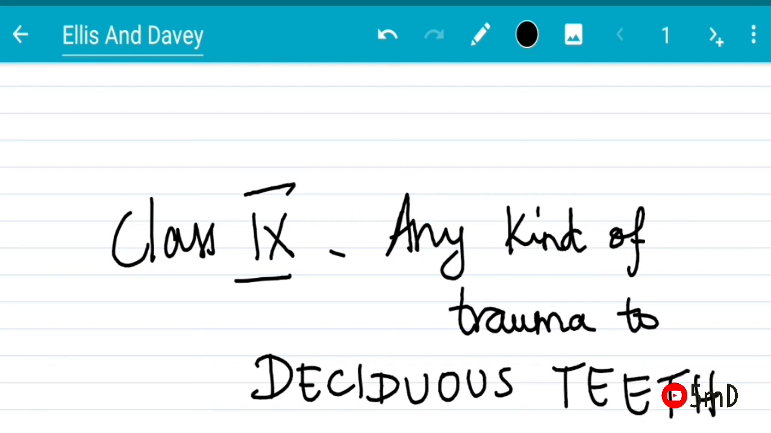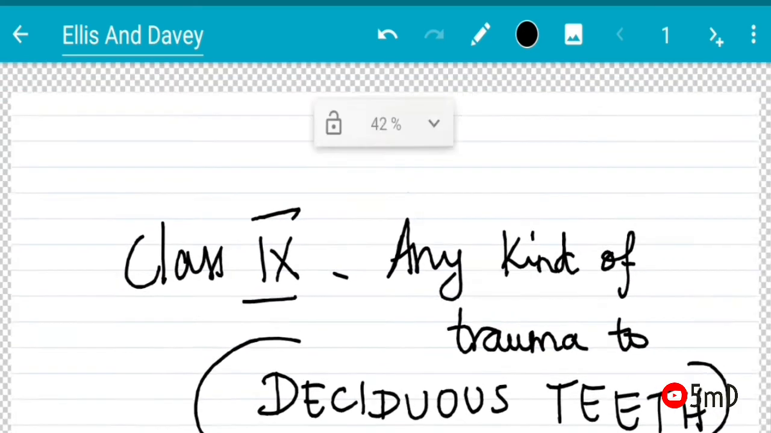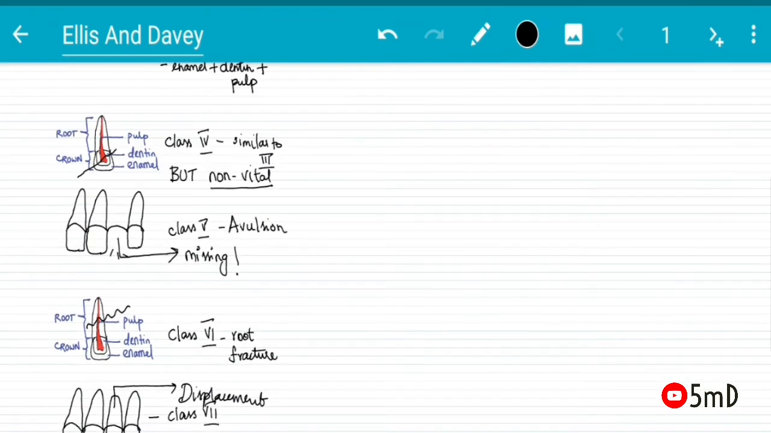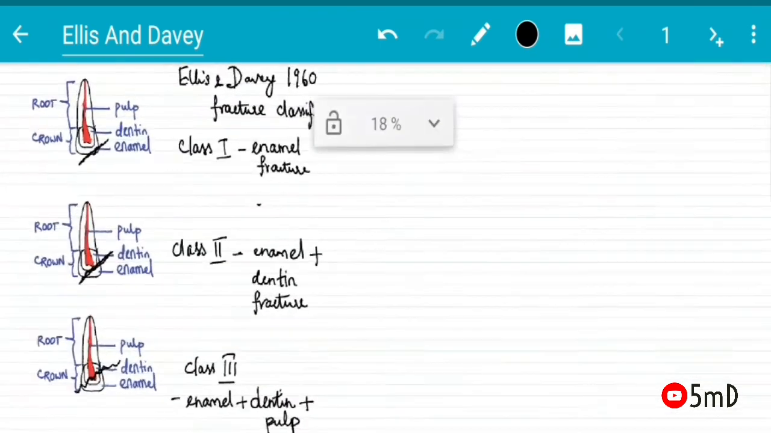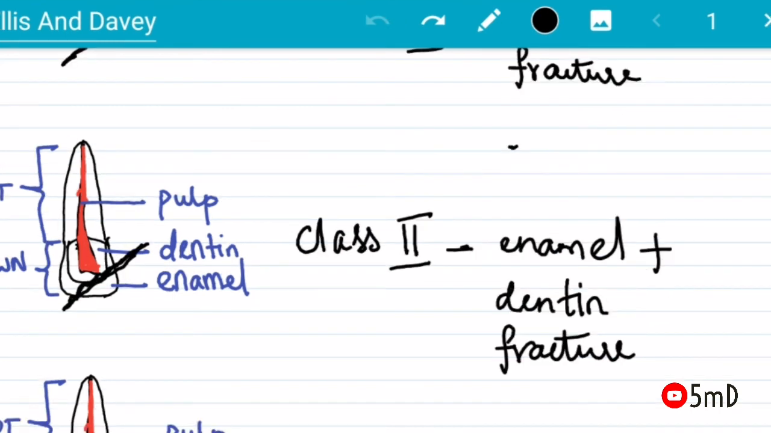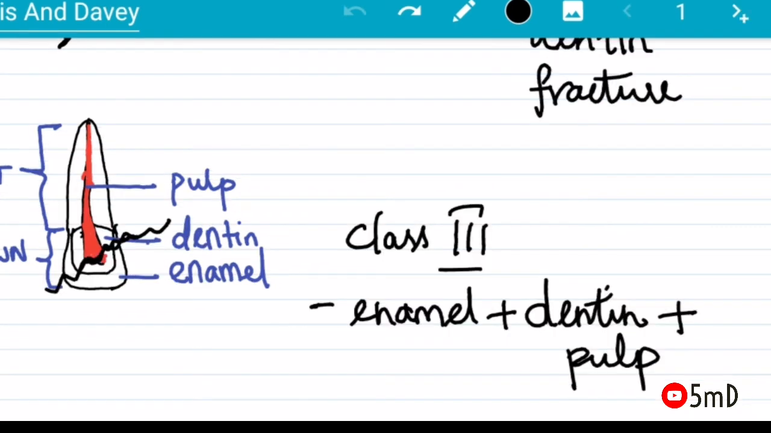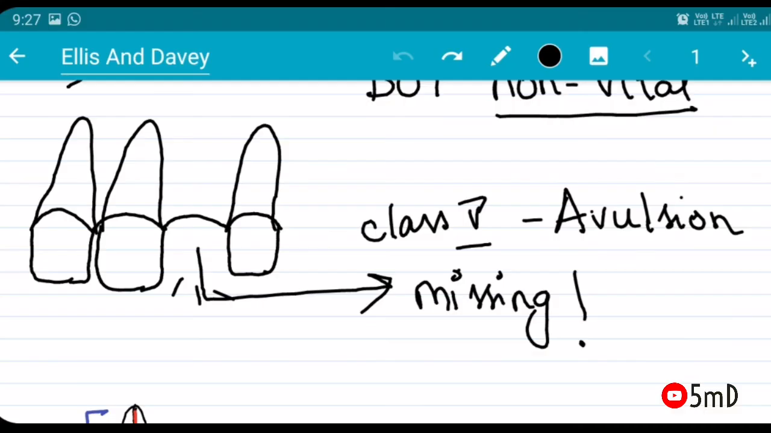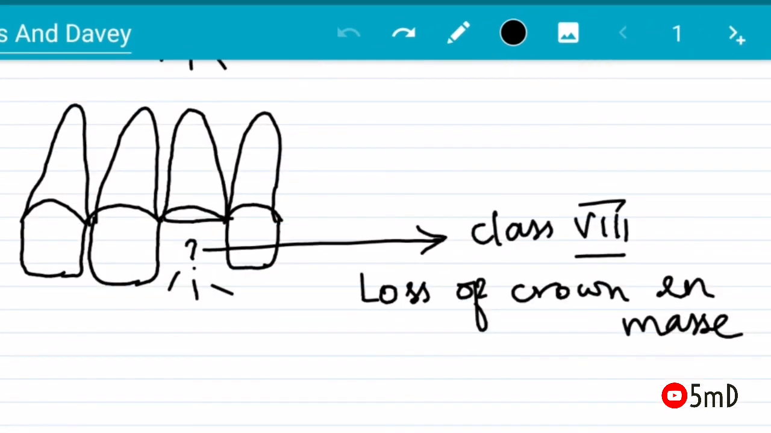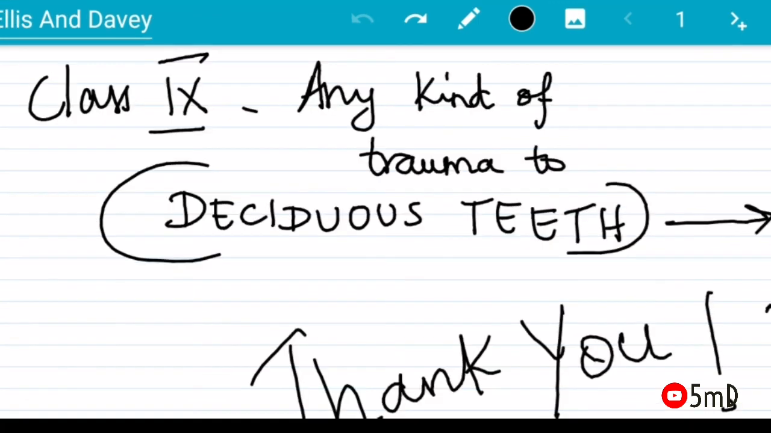So we saw all the 9 classes of Ellis and Davey types of fracture. Let us recap them a bit. As we saw, let us start from class 1. Class 1 is enamel fracture. Class 2 is enamel and dentin fracture without pulp exposure. Class 3 is enamel dentin with pulp exposure. Class 4, non-vital due to trauma. Class 5 is avulsion. Class 6, root fracture. Class 7 is displacement. Class 8, crown en masse. And 9 is deciduous tooth.